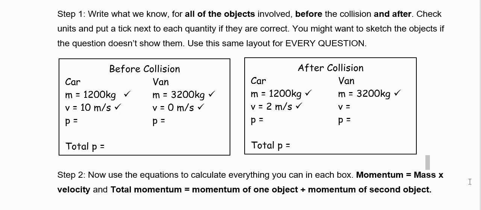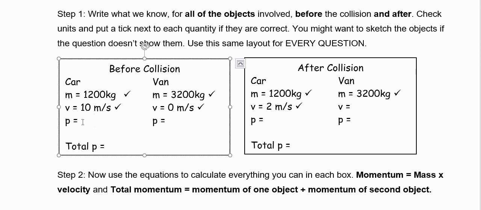Remember to tick if they have the correct units. If it's not the correct units, if they've given you grams or kilometers per hour, you have to convert until you have kilograms for mass and meters per second for velocity. That way, your momentum will always be in kilogram meters per second. So now, we calculate whatever we can. You will not be able to calculate everything in this second step. So, what can we calculate?